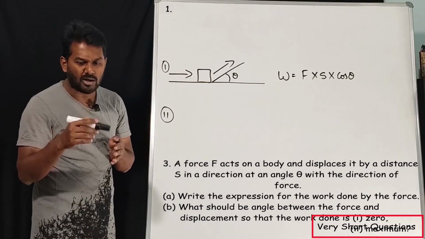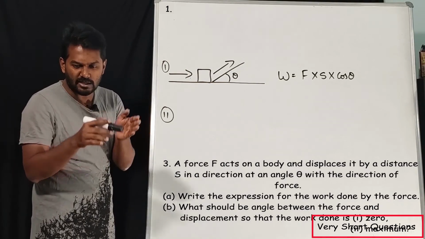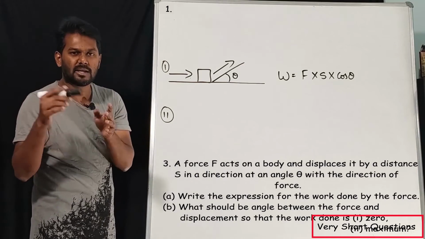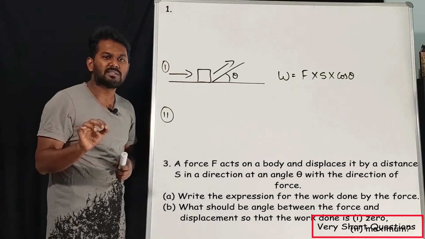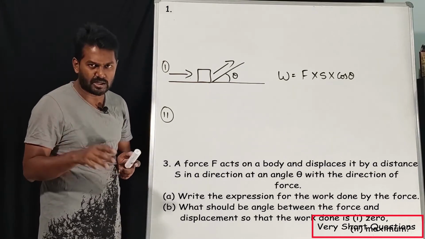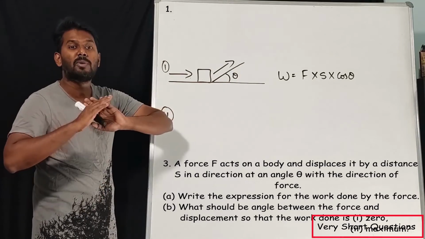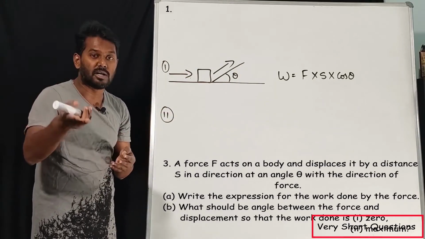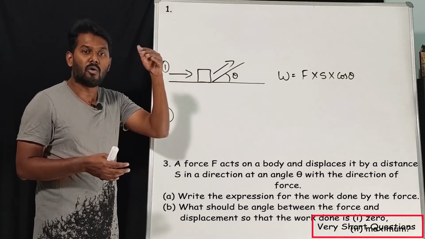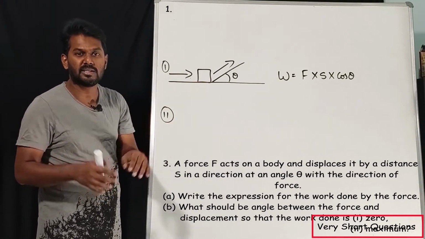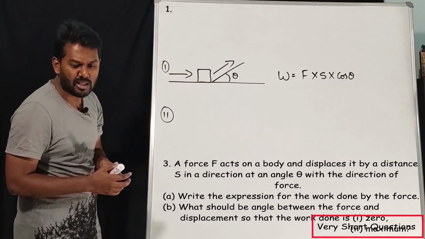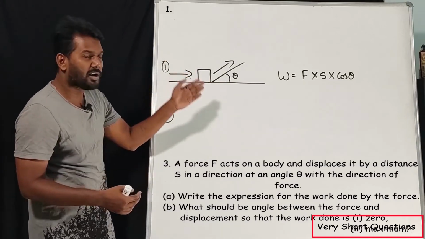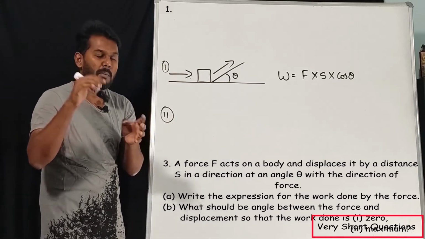Second sub question, what should be the angle between the force and the displacement so that the work done is 0 and maximum? When we can say work done is 0, there are two conditions, correct? Even though you apply a force, if there is no movement of the object, then work done is 0. And one more condition, when the angle between the force applied and the displacement is 90 degrees. So that is what they are asking. If we are using the expression, when can we say the work done is 0 and work done is maximum.